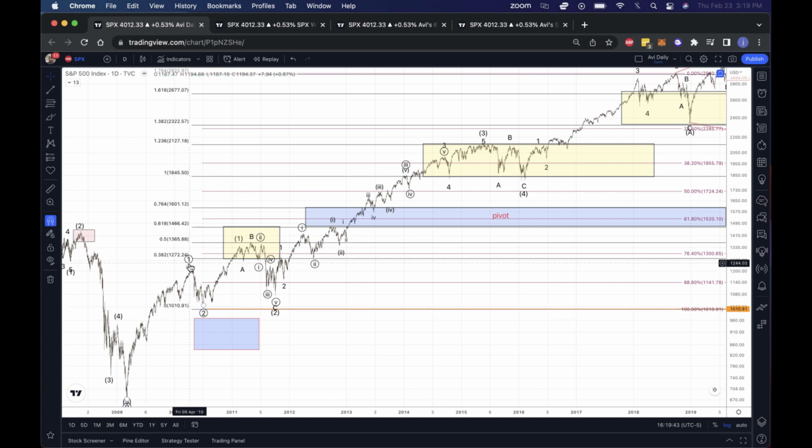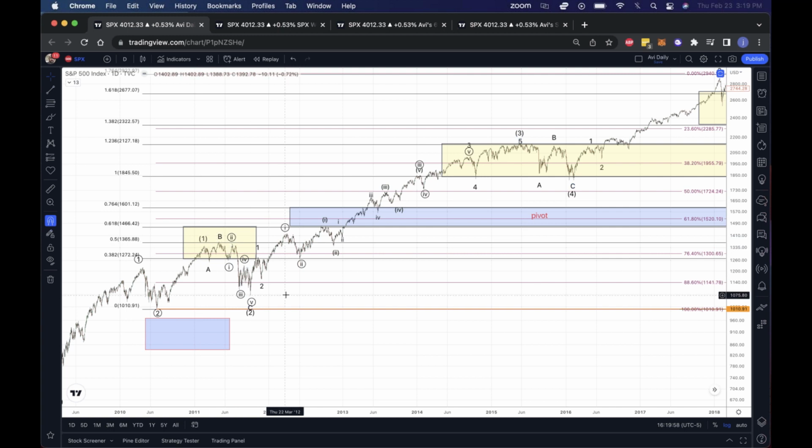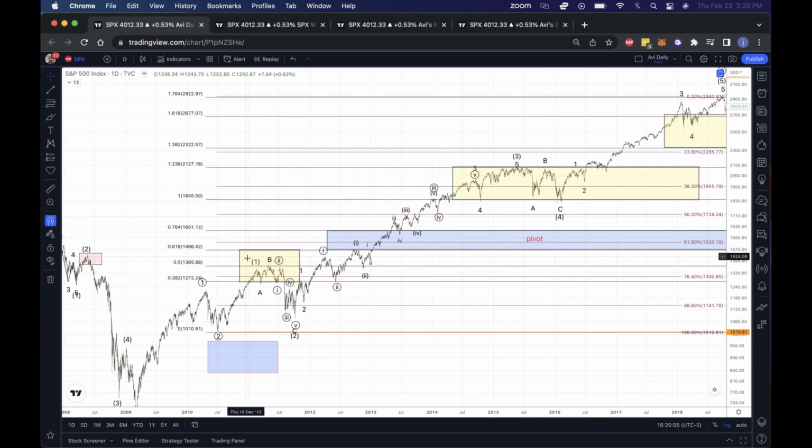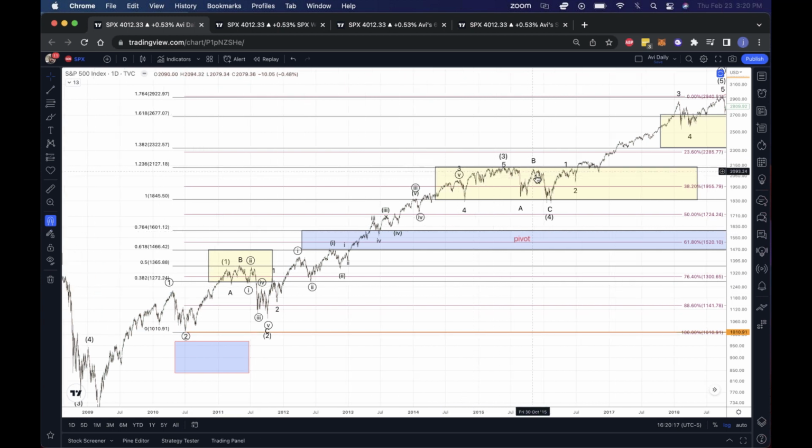Another way of putting that, as this entire circle 1 here is what's being measured, is that our wave 1 of 3 is expected to be somewhere between 38.2% and 61.8% the length of the larger wave 1. Then we pull back in wave 2. Our wave 3 of 3 targets the 1.0 to 1.236 extension. And what that means is waves 1, 2, and 3 of wave 3 are expected to be equal in length, or 123% the size of our initial wave 1.